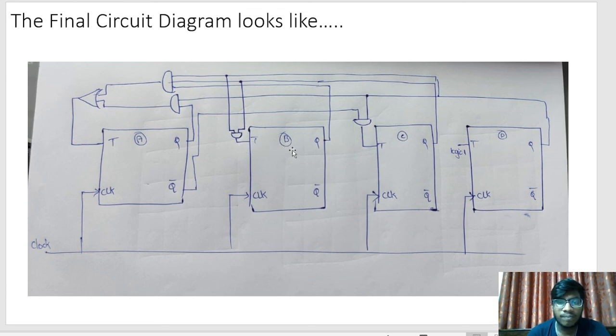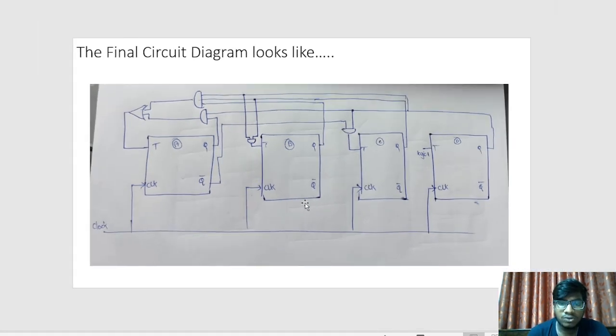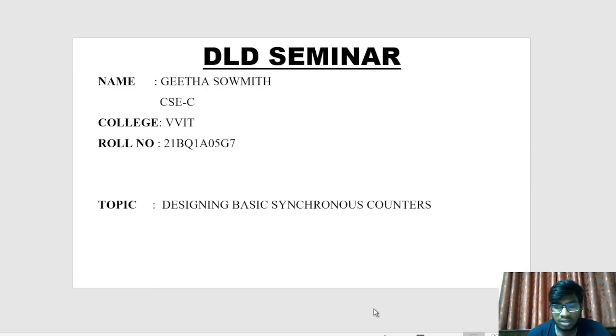It is connected to the input of B. Here we can find that the clock signal is the same for each and every flip-flop. The clock signal is common for each and every flip-flop. The common clock signal is found here, and this is nothing but the design of a synchronous decade counter, which counts only 0 to 9 values. So this is about the synchronous counters. Thank you, one and all.